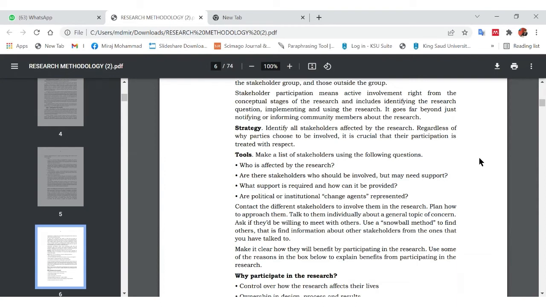So for this, make a list of stakeholders using the following questions. You will use various tools. For the tools, you first need to frame the questions: who is affected by this research, who are the primary stakeholders, who are the secondary stakeholders, who are the various institutions that may affect the overall outcome of the result or that can affect your decision making? Would these stakeholders be involved, but need support? Yes, they may be involved, they may not be involved. If they get involved, what type of support would they need? How will it be provided? What type of political or institutional change agents are being represented?